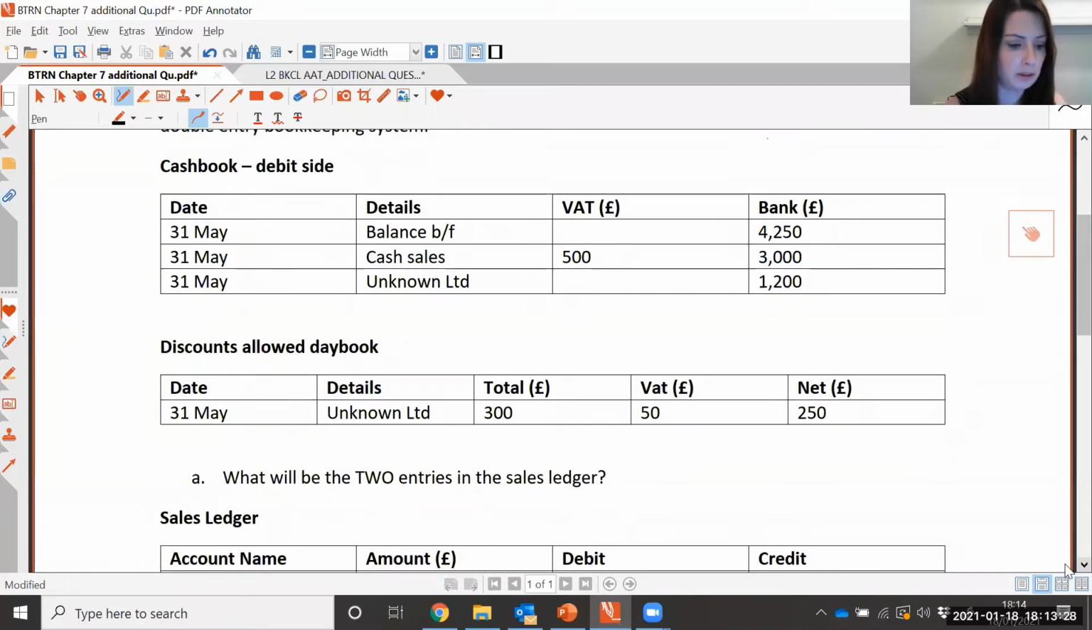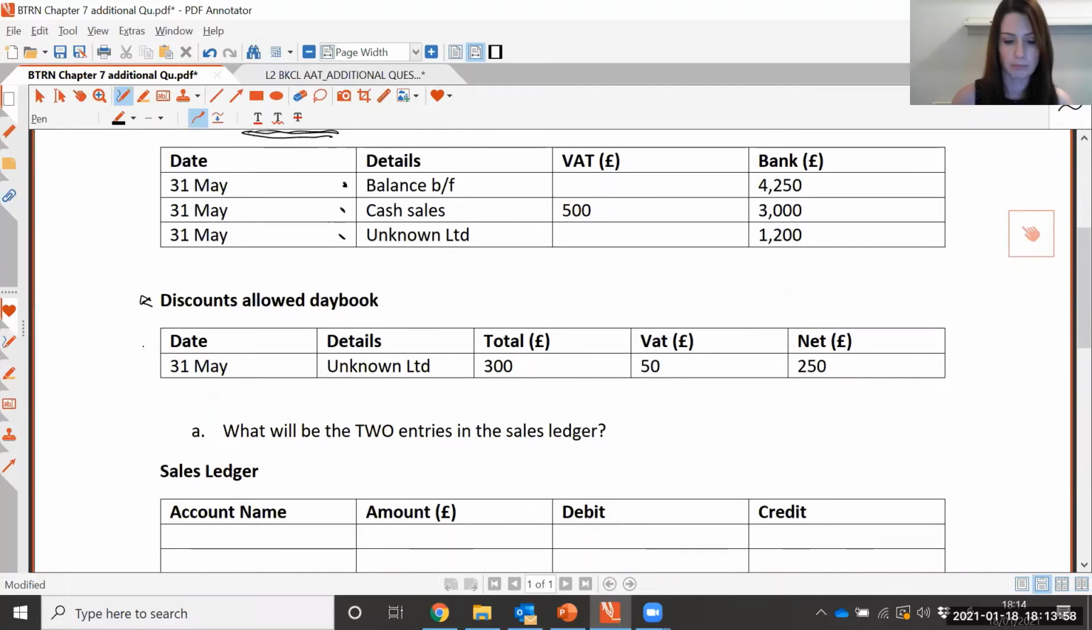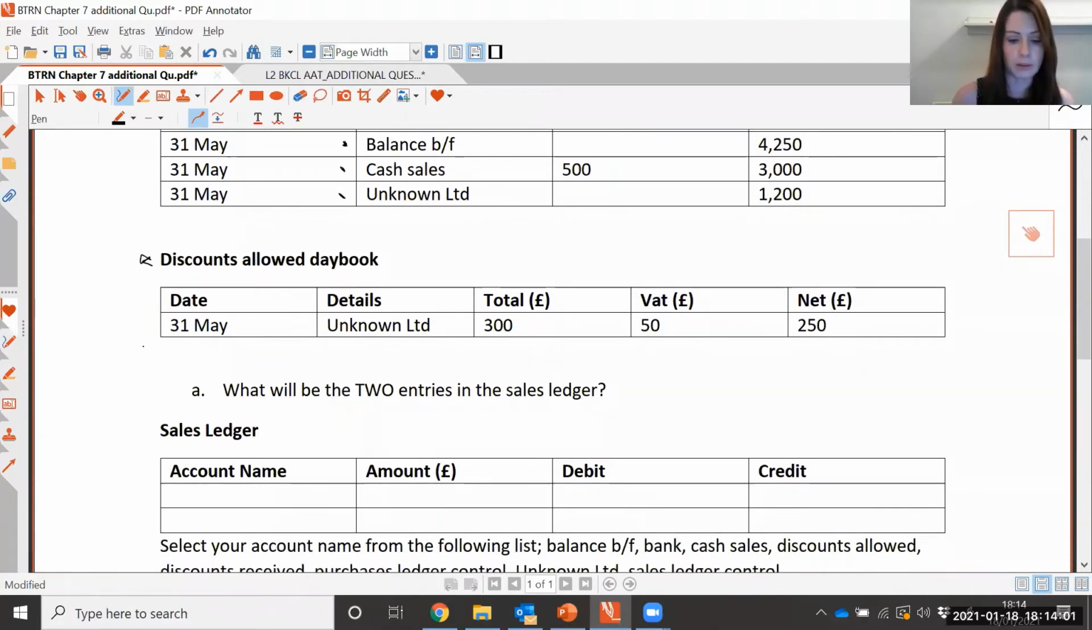So we're told the cash book, the debit side, and we've got the balance brought down. We're told there's a cash sales, and there's a transaction by a company called Unknown Limited. Then as well as a cash book, we've also got a discounts allowed day book. Now, we're asked, what will be the two entries in the sales ledger?